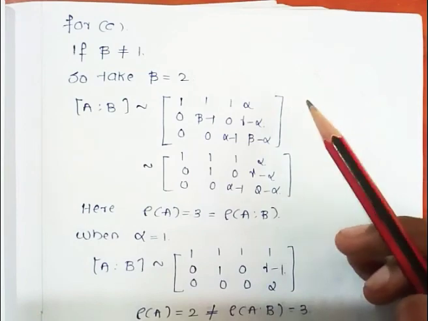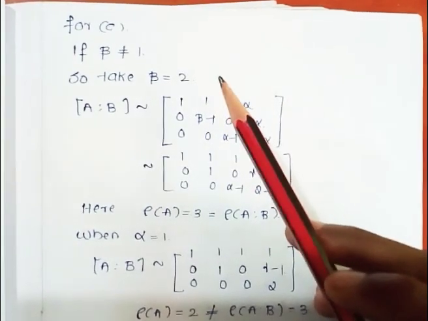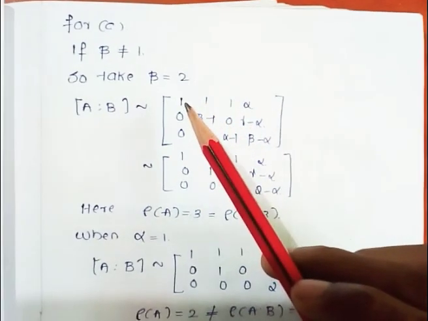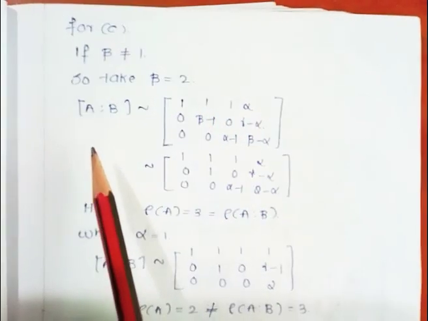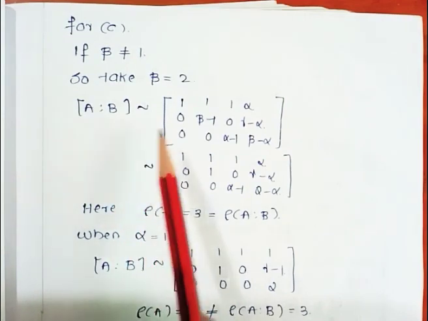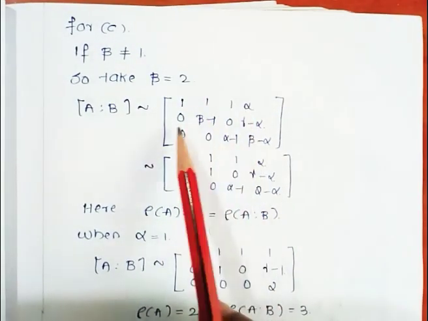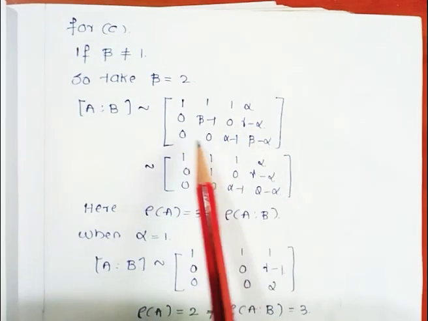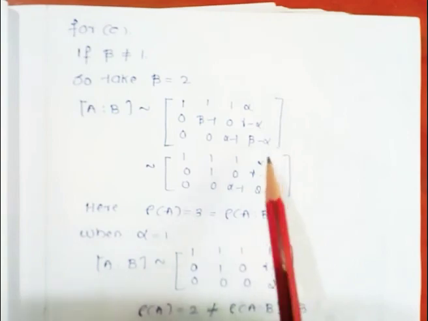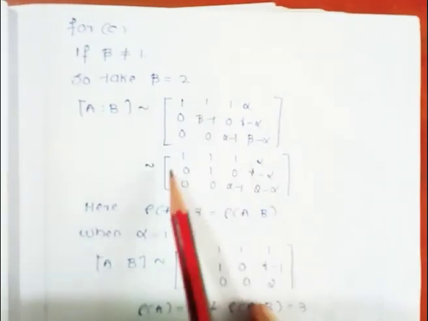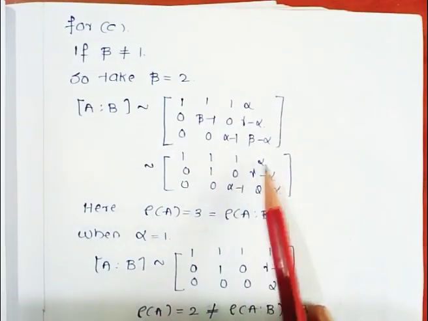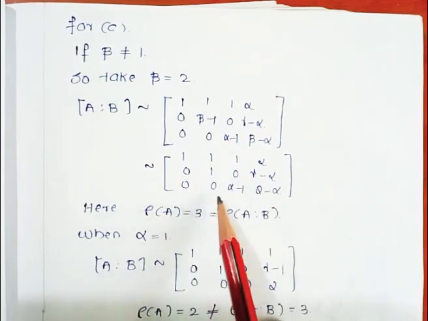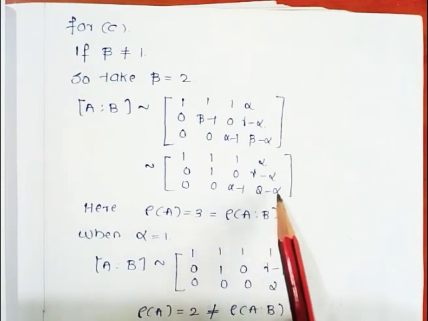Now for the third option, we have the condition beta not equal to 1. So I just choose beta equal to 2, then the augmented matrix AB is similar to the matrix 1, 1, 1, alpha, 0, beta minus 1, 0, gamma minus alpha, 0, 0, alpha minus 1, beta minus alpha. When we substitute beta equal to 2, it will be similar to 1, 1, 1, alpha, 0, 1, 0, gamma minus alpha, 0, 0, alpha minus 1, and 2 minus alpha.